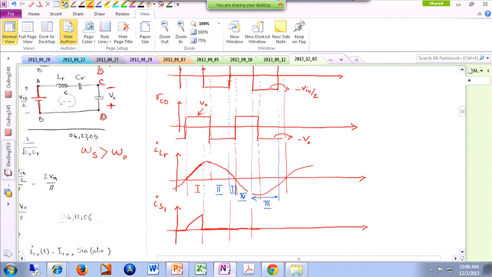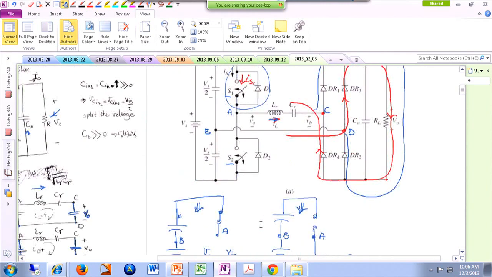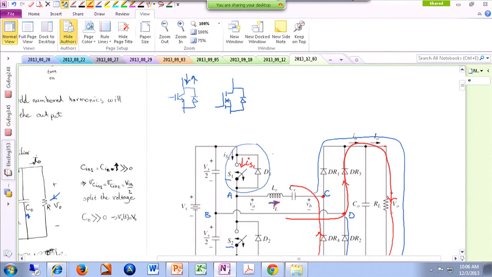Let me see. Yeah, I don't think we have anything going on over here. So this is the current of my switch number 1. What about the voltage drop across my switch number 1? Basically, we are looking at this voltage drop over here.